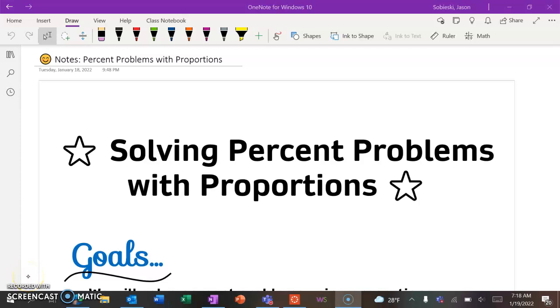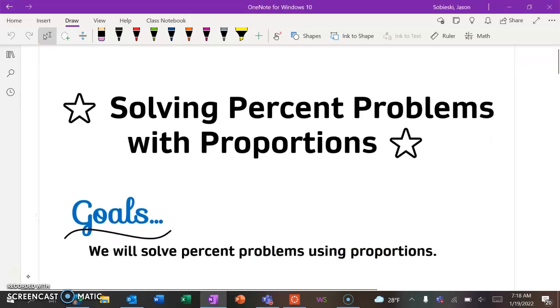Hey everyone, so welcome. In this video, we're going to be talking about how to solve percent problems using a concept called proportions, which we've actually learned earlier in the year, so hopefully it'll come back to you, and you'll enjoy seeing why that is a good strategy to solve these problems.